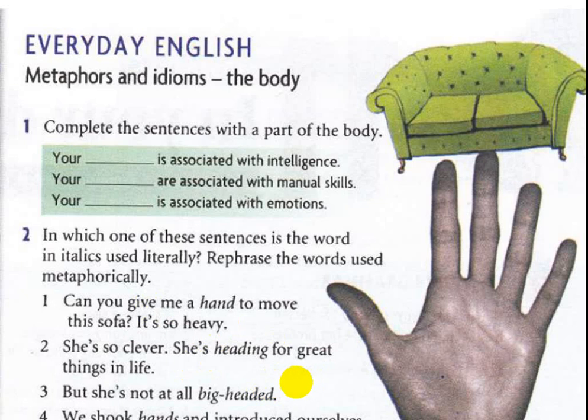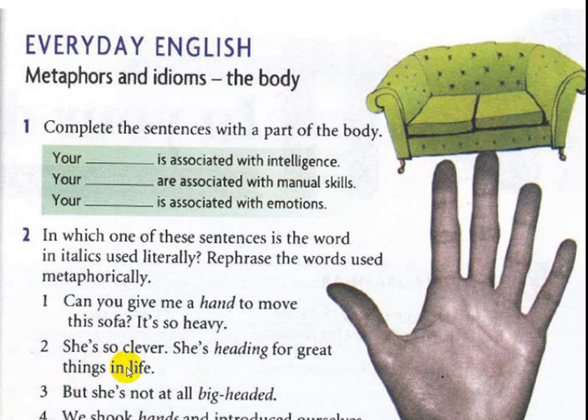She's going in the direction of great things in life. Number 3, but she's not at all big-headed. It does not mean she has a big head. This is metaphorically used. It means, but she's not all that arrogant. Arrogant here means in Arabic somebody مغرور أو متكبر, he feels superior, يعتبر نفسه أعلى من الباقين. So, but she's not all that arrogant.